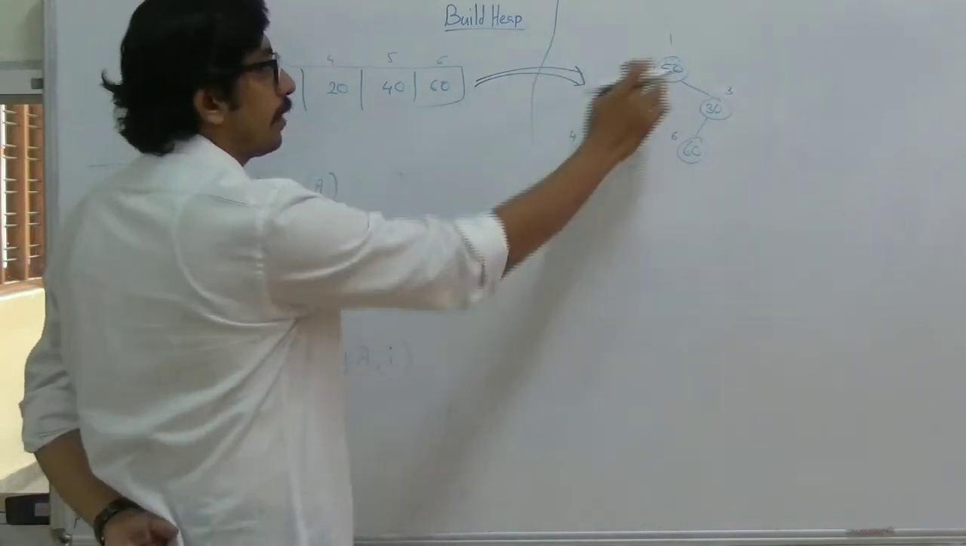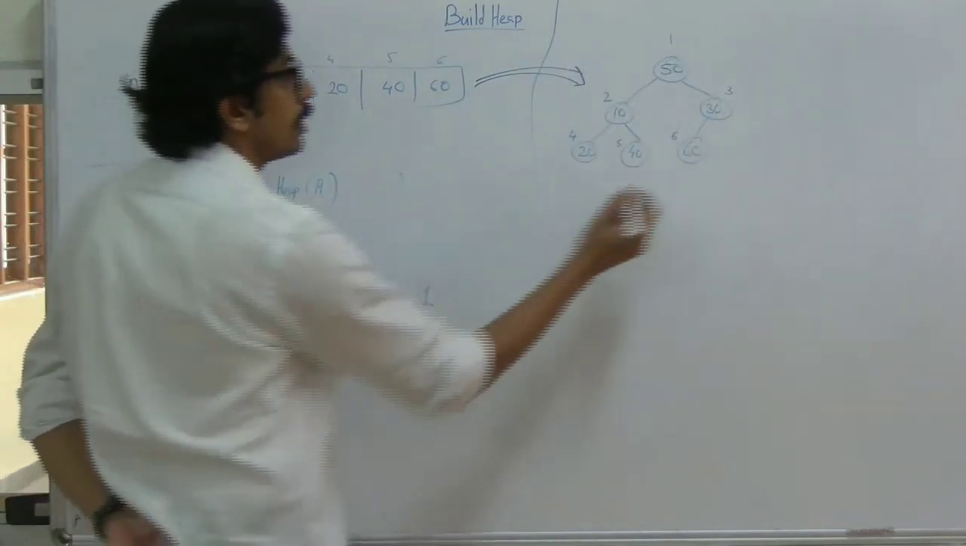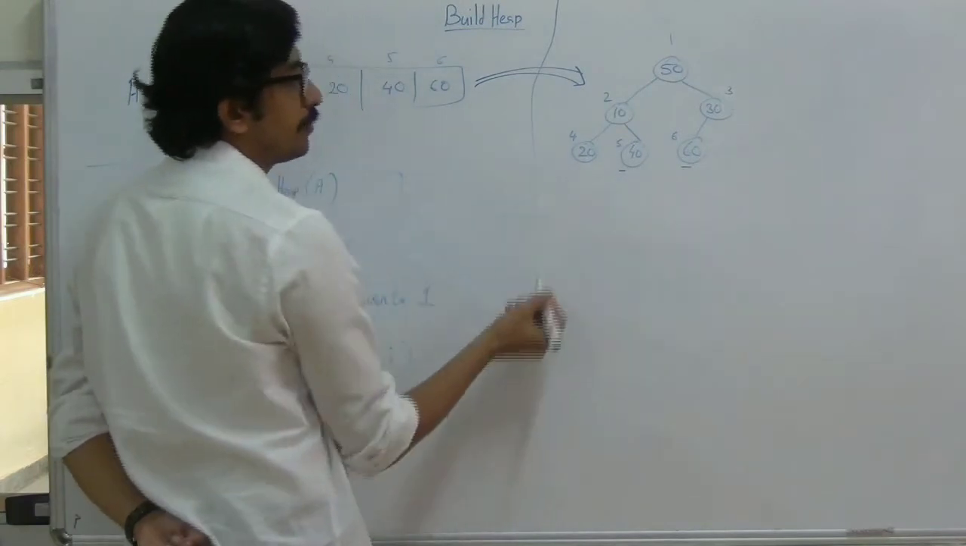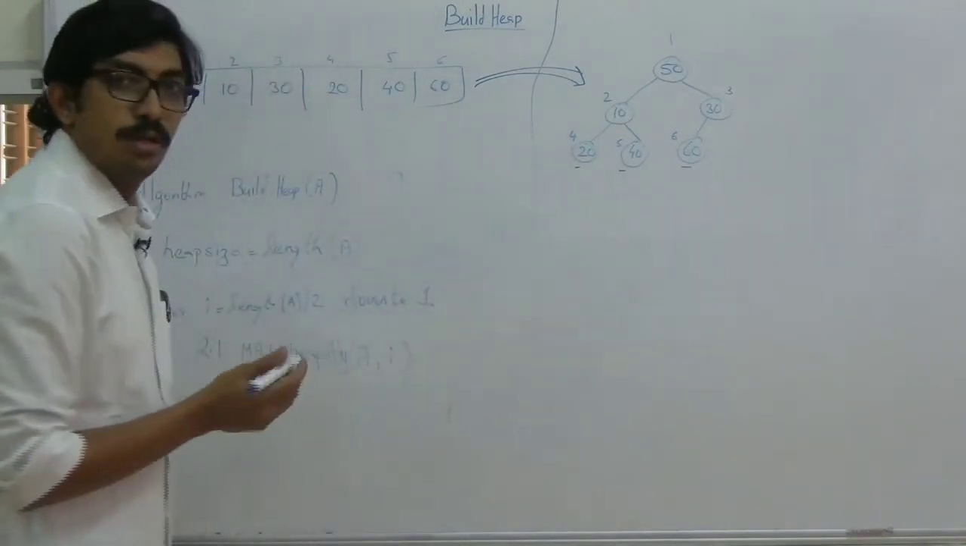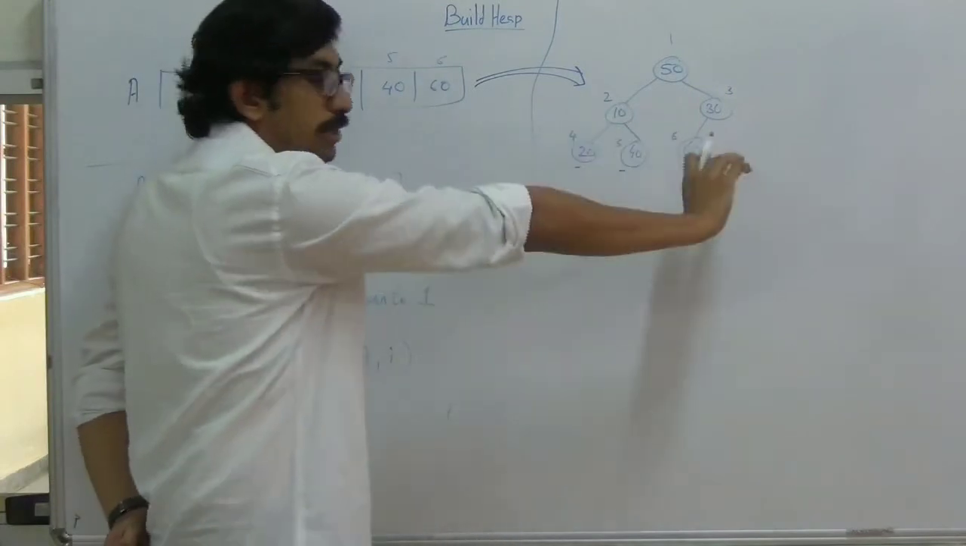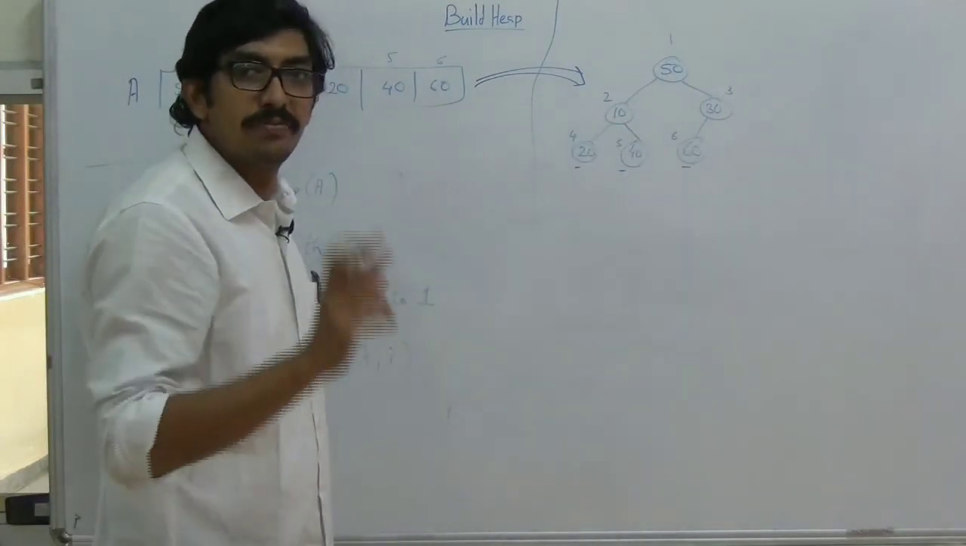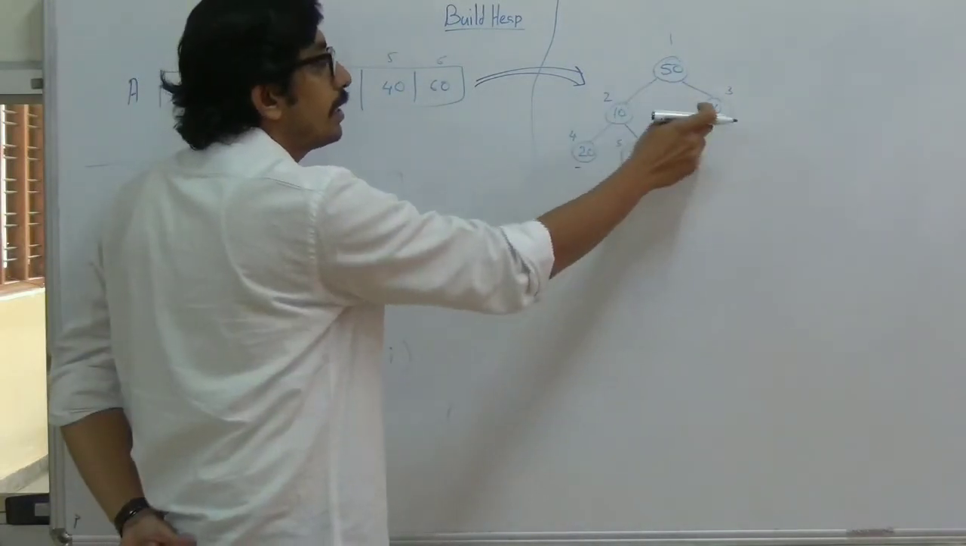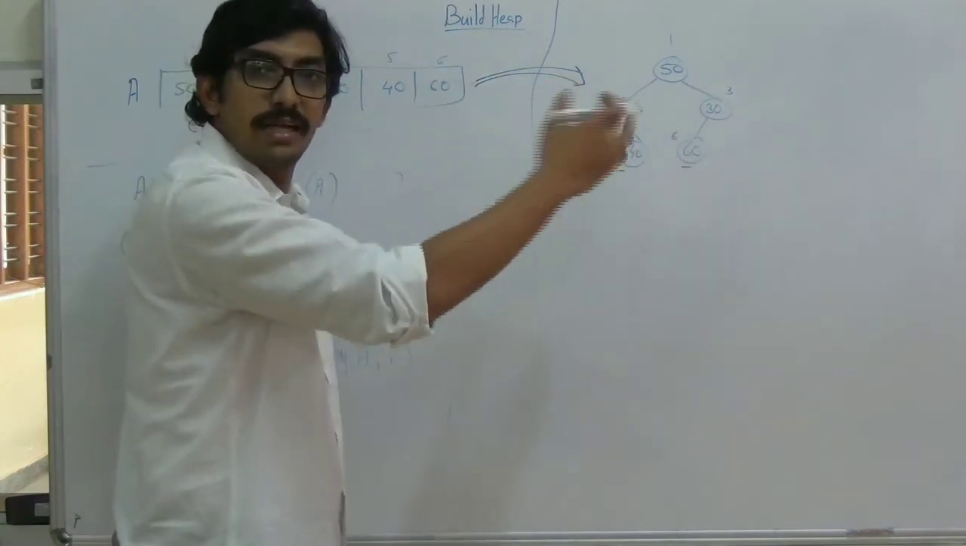So we are having a tree. I have marked the index positions. This is a leaf node. This is a leaf node. This is a leaf node. So we are not worried about the leaf nodes because the Max Heapify defines that all the internal nodes should be having a value which is greater than the child nodes.